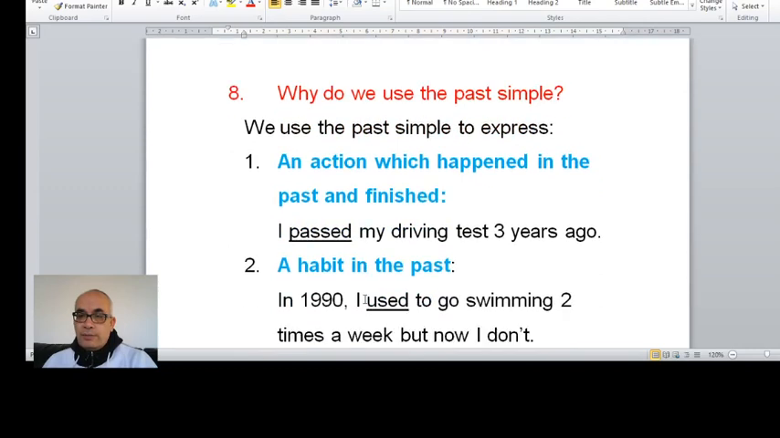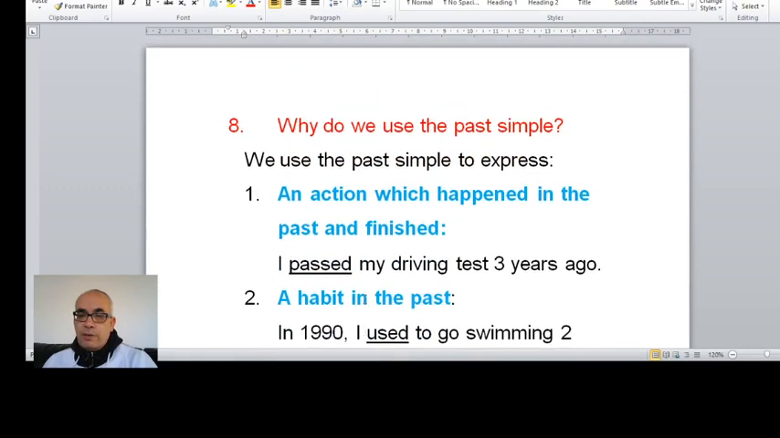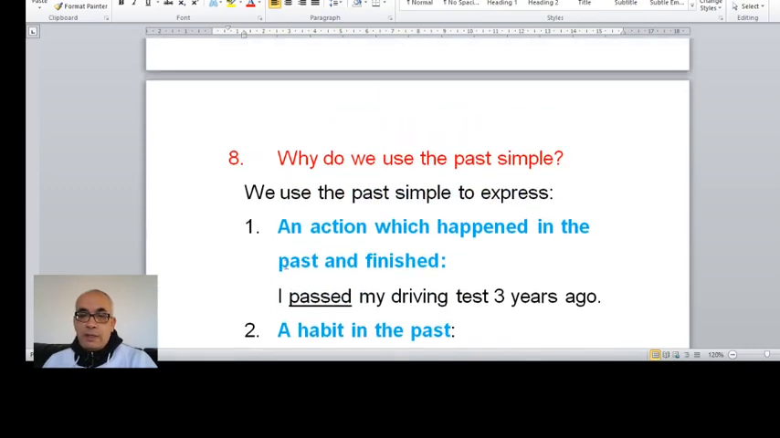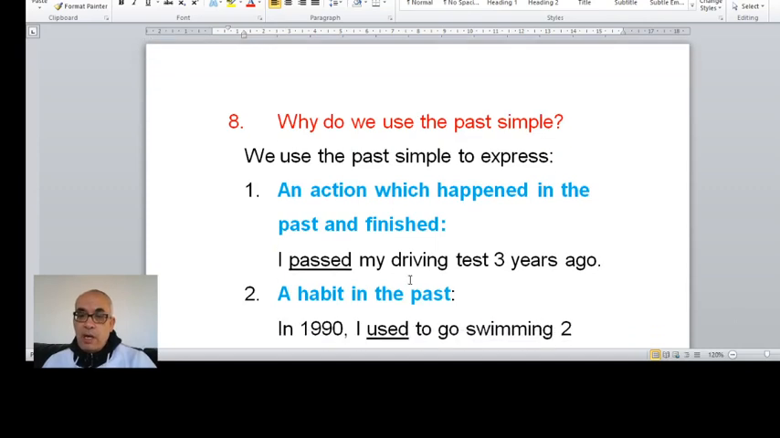Why do we use it? Number 1, we use it for an action which happened in the past and finished in the past. So the action happened in the past and finished in the past. What do we use? We use past simple. Example, I passed my driving test 3 years ago. This is the past simple, and this action happened in the past and finished in the past.